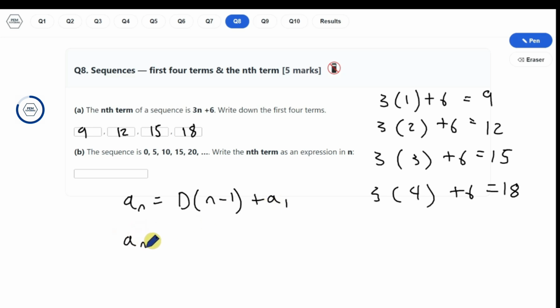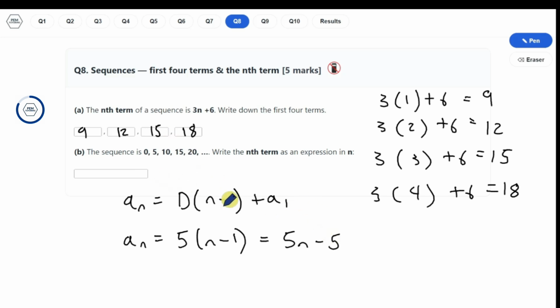So the nth term is the common difference. So what does this go up in? We can see this goes up in 5s. So d is going to be positive 5, times n minus 1, plus a1. a1 is 0, so the first term is 0, so we don't need to write anything for that. Therefore we're just going to have 5n minus 5. And this is the nth term for that sequence.